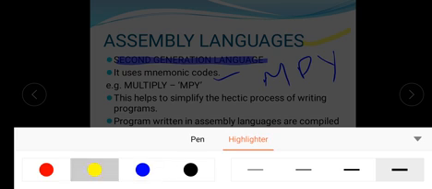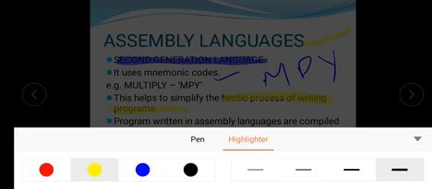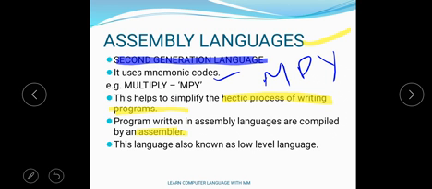This helps to simplify the hectic process of writing programs. Generally, the assembly programs are written in modules and put together for the final run. Fourth, programs written in assembly language are compiled by an assembler. The computer provides different software to convert assembly language into machine language programs, which we call assemblers.